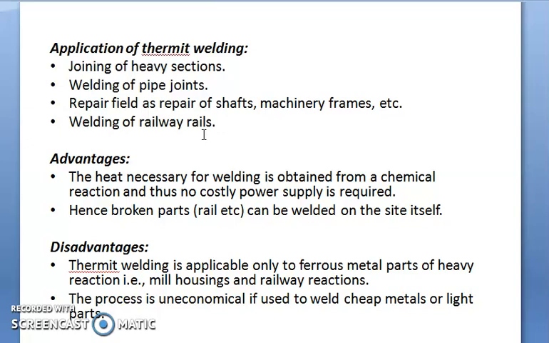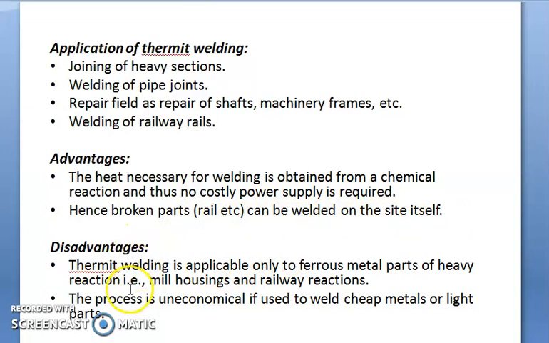It is used in repair and welding of large forgings, casting pipes, mill housings and heavy rail sections, where a large section has to be joined using the thermite welding process. If you see the advantages, the heat necessary for welding is obtained from a chemical reaction and thus no costly power supply is needed. Hence a broken part, rail, etc. can be welded on the site itself.